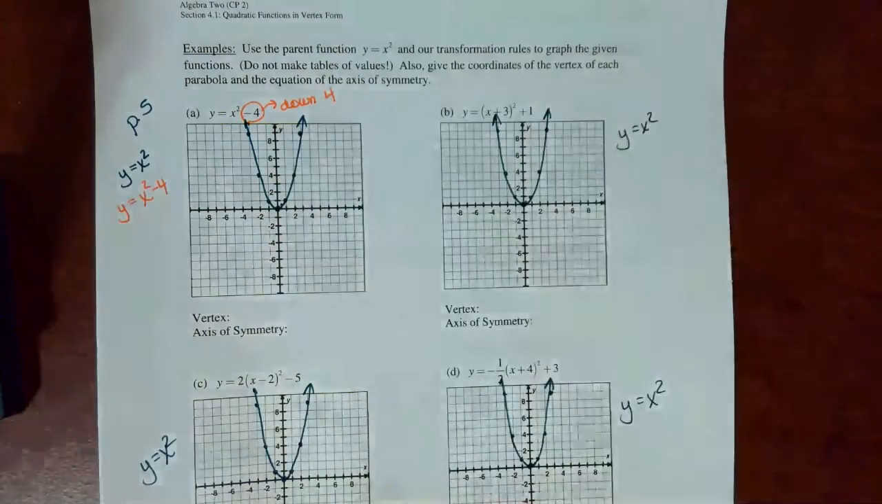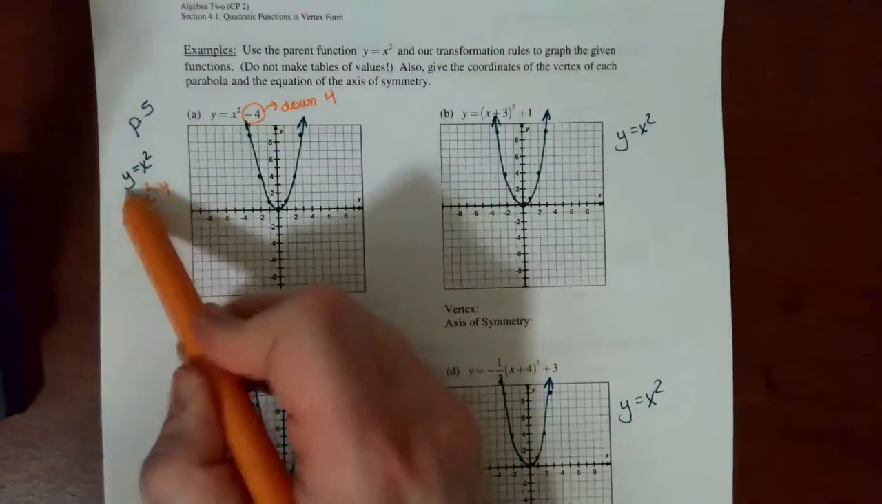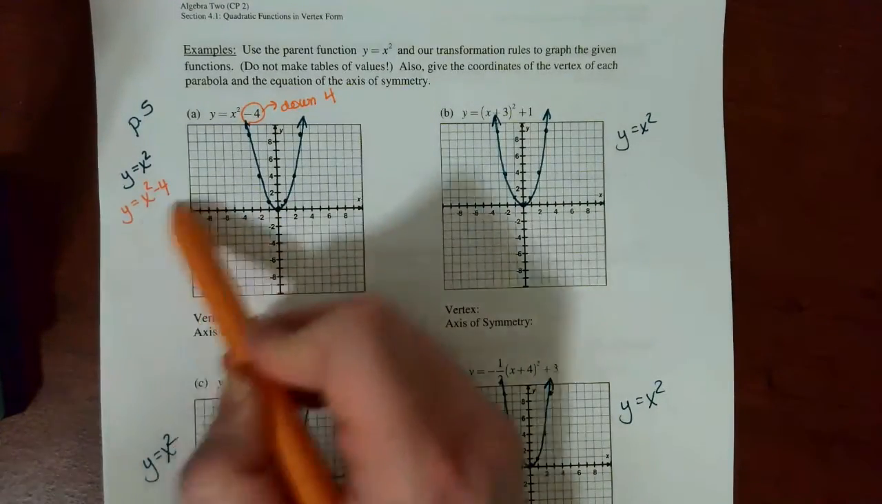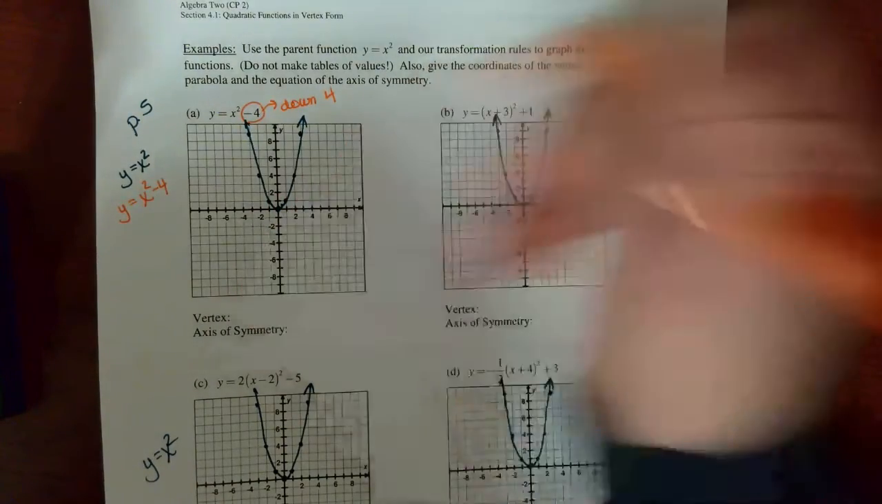Down 4. I'm going to color code my work. Notice I did the original in dark blue, so I labeled this in dark blue. I'm going to do my down 4 in orange, so I'm labeling that in orange. And I'm just going to go and move each of my points down 4.